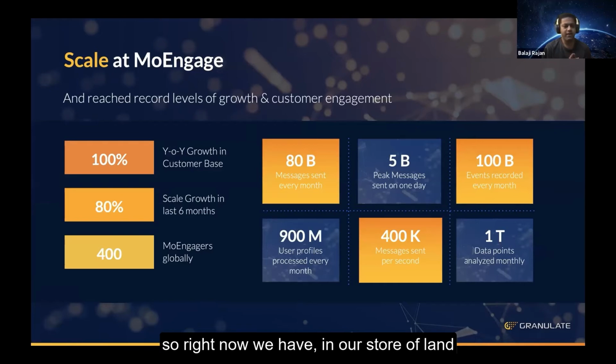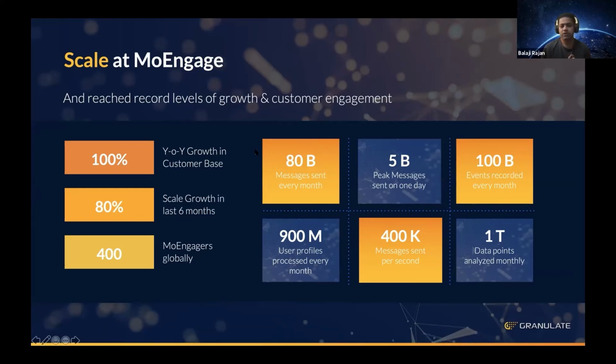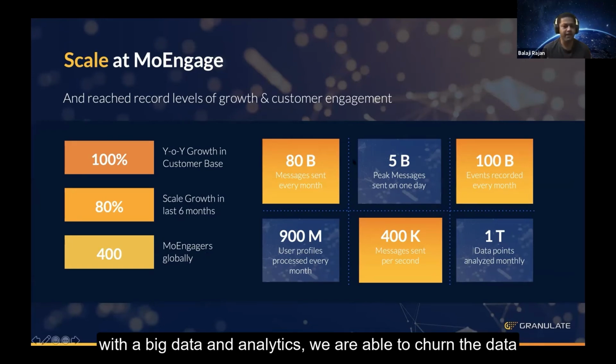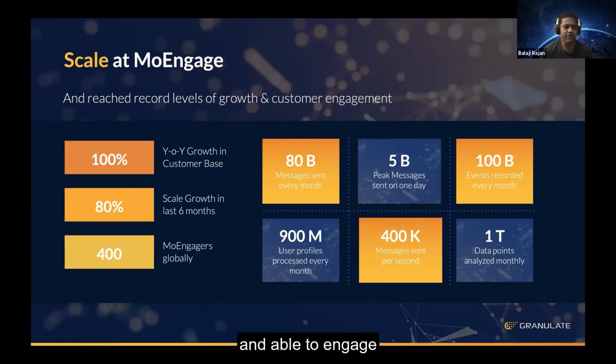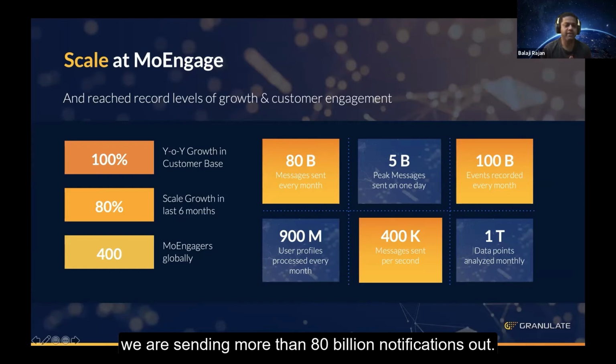Coming to MoEngage, the scale we are dealing with is this: right now we have an in-house store of 900 million monthly active data stores. 900 million is a very huge scale, on the order of what Twitter handles. With big data and analytics, we are able to churn the data and engage with at least 2 billion customers in a day. In a month, we are sending more than 80 billion notifications out.